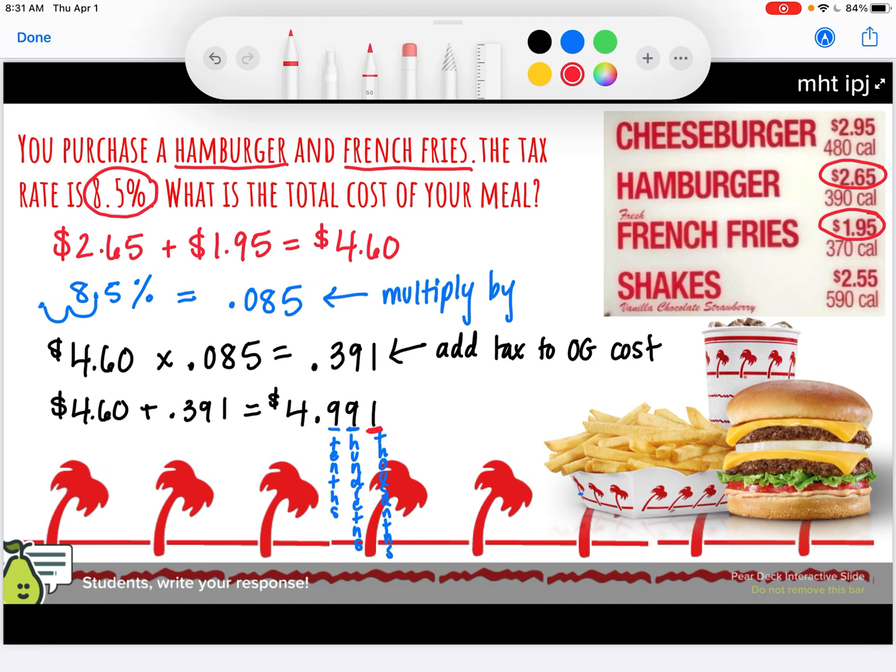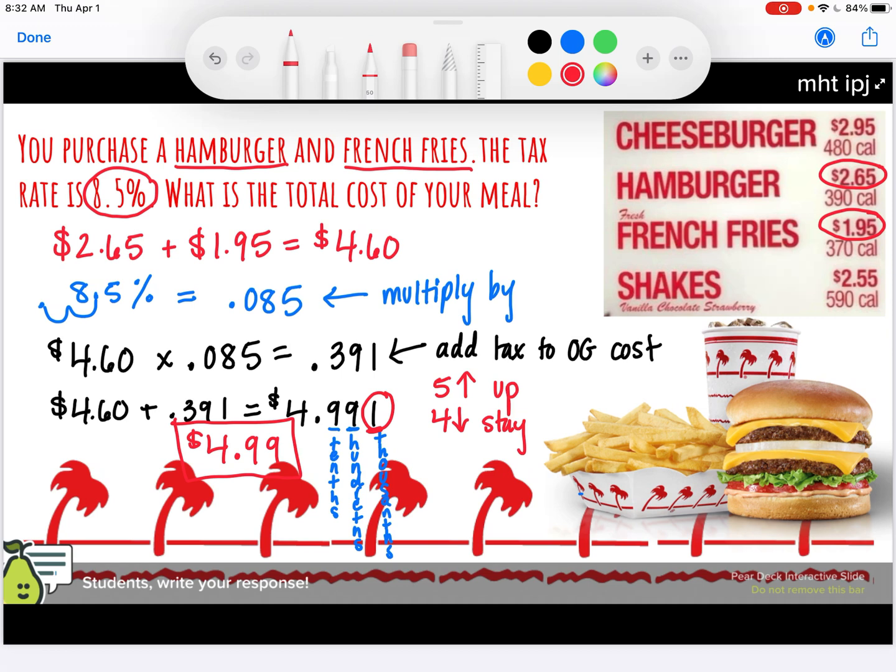And remember, if it's a 5 or above, you're going to round up. And if it's 4 or below, you are going to stay. So I see that this value right here is a 1. Therefore, I'm going to stay where I am. That means the total cost is going to be $4.99. Does that make sense?